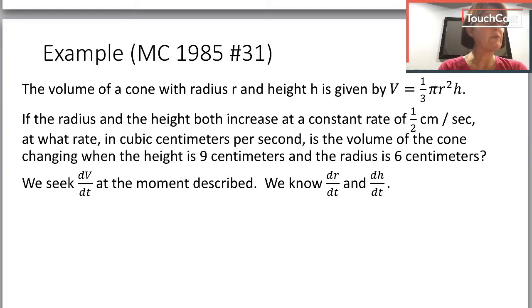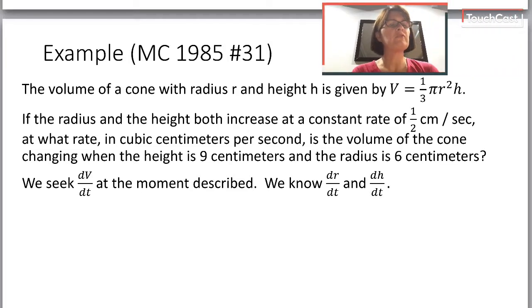Let's do a couple of examples of related rates problems. So this one comes from a multiple choice test that was released. I've been given here the volume of a cone based on its radius and height. You'll find that's pretty typical.